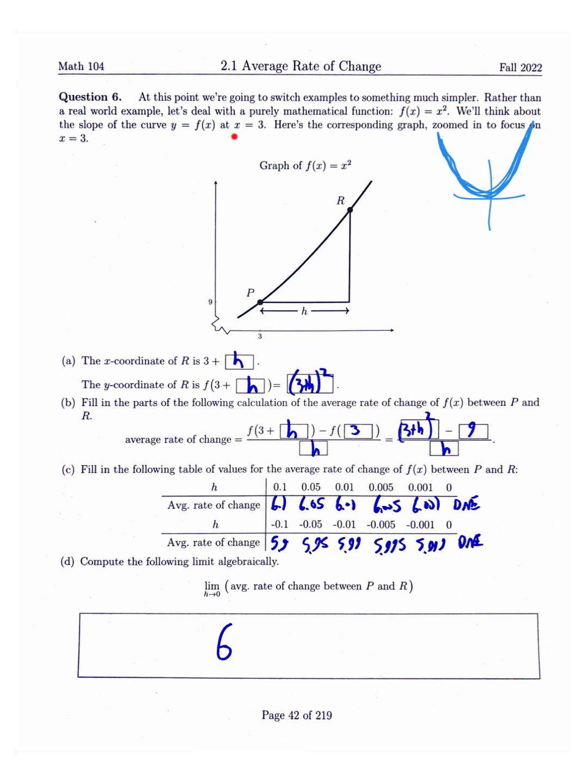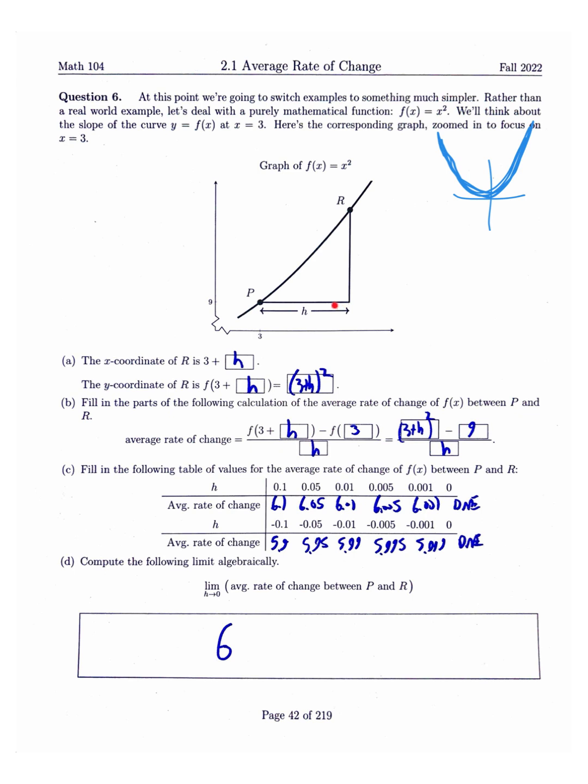Okay, so how about x equals 3? Well, so then this is x equals 3. Where's this point here? Well, 3 plus h is the x. What's the y value? Plug in 3 plus h to the function. So that'd be 3 plus h squared. So here's f of 3 plus h minus f of 3 over h.